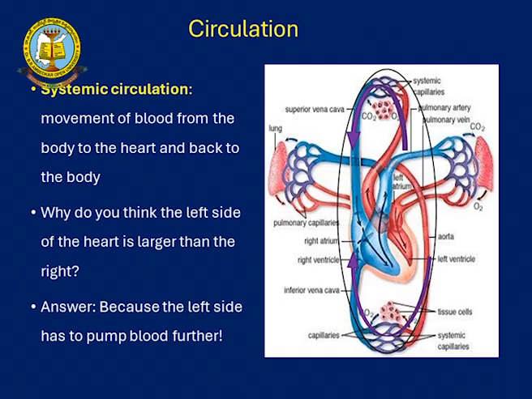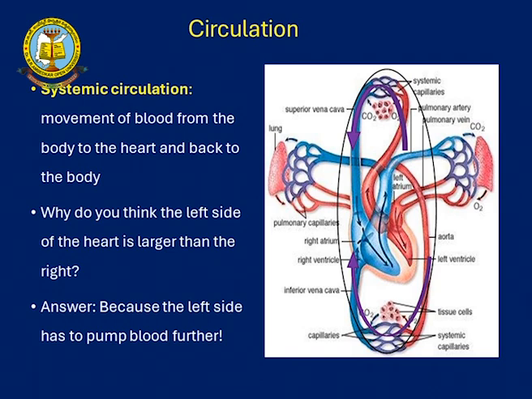Here the circulation can be defined in two ways. One is the pulmonary circuit and the other is systemic circulation. In pulmonary circulation, the blood moves from the lungs to the heart, and in systemic circulation, from the heart back to the body cells. So, this is only the flow of the blood, how the blood flows from one place to another.